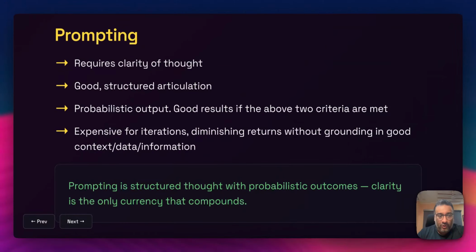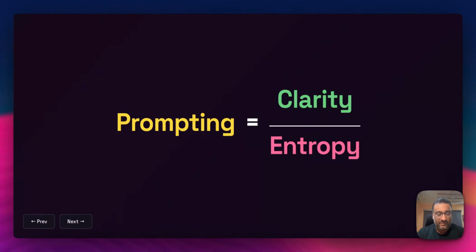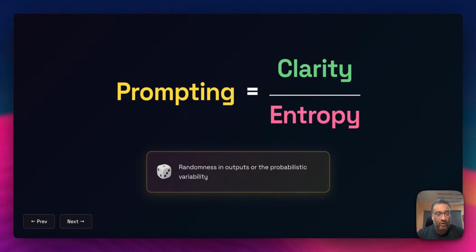So if I have to boil it down into a single sentence, prompting is structured thought with probabilistic outcomes, and clarity is the only currency here that compounds. So if I have to put this in a very simple equation, it becomes: prompting is clarity divided by entropy. And entropy here is nothing but the randomness in the output that you see from the AI. So if you have very good clarity, you will reduce your entropy and you get better at prompting.